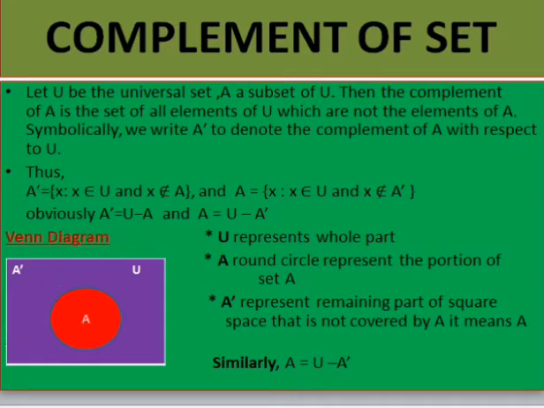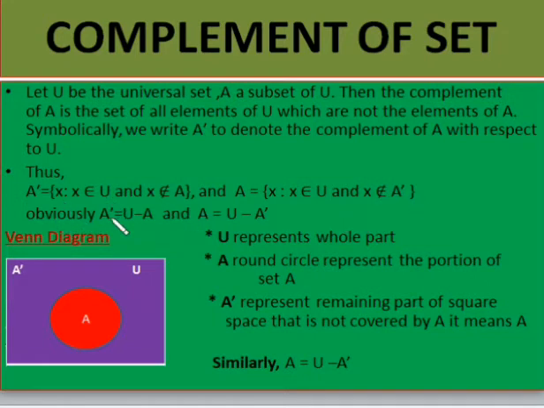This rectangular space is the universal set, and this circle is covered by set A. What is the A complement? It means the remaining portion of U. When we remove A from U, the remaining portion of U is the A complement. Its elements belong to U but do not belong to A.